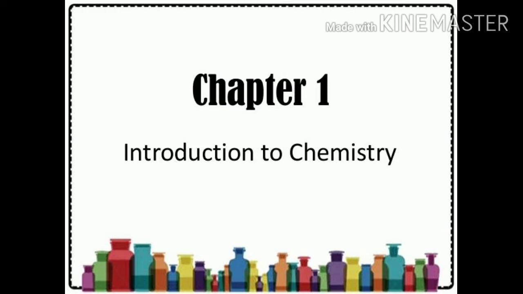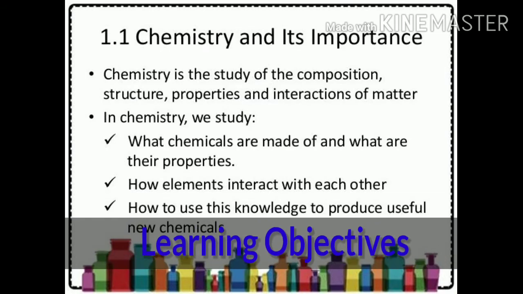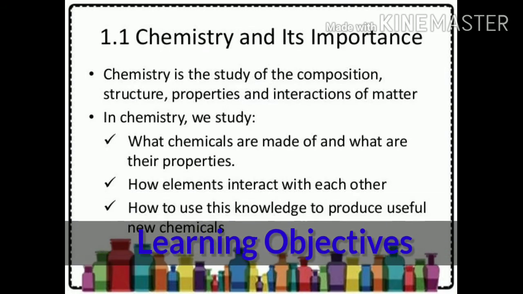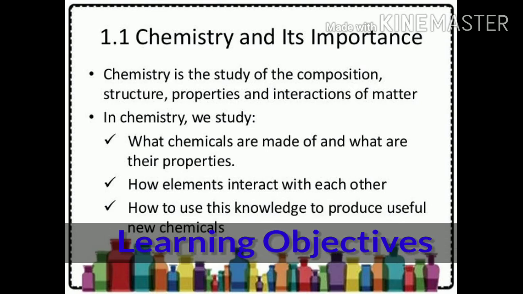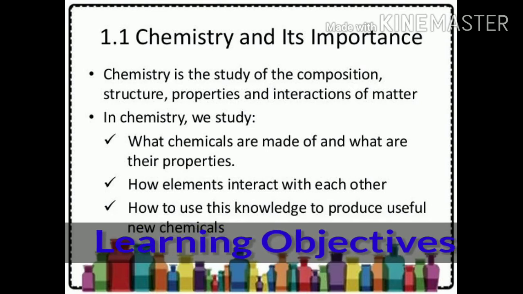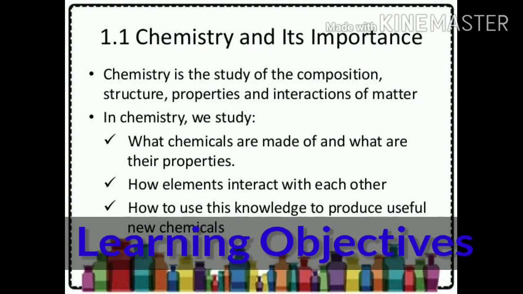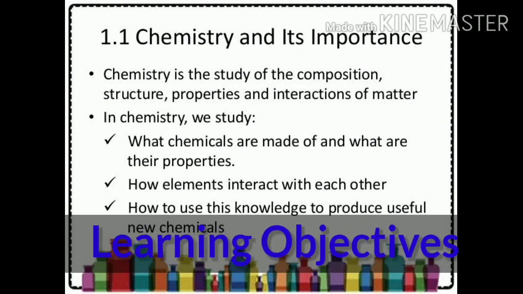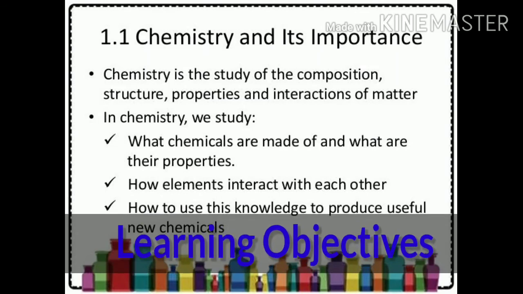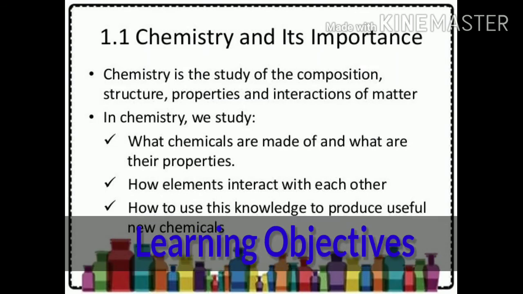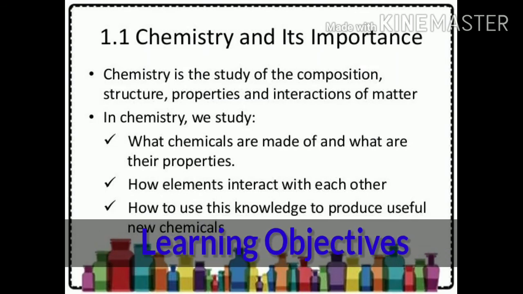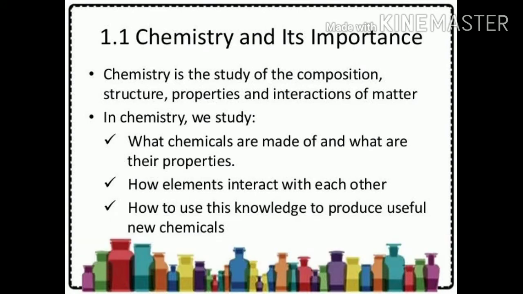The first one, what is chemistry? Second one, different branches of chemistry. And third one, development of chemistry in historical perspectives. And fourth one, importance of chemistry. Fifth one, some chemists and their discoveries. Sixth one, apparatus used in chemistry laboratory. Seventh one, safety rules in chemistry laboratory. Yes, these are the objectives we are going to look at.